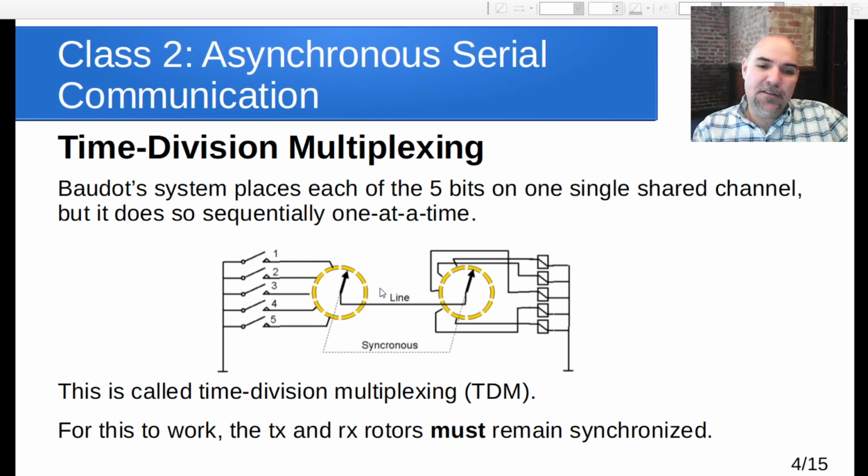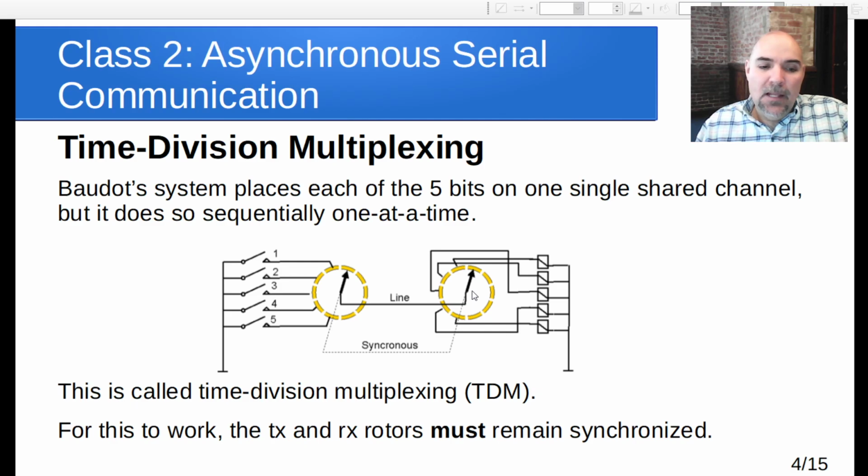And on the other end, this has to be synchronized. As this goes, when that one's on 1, this one's on 1. When that one's on 2, this one's on 2. And so forth as those rotate around. Now, that is called time division multiplexing because multiplexing means we're putting more than one piece of data on one line or on a smaller line. And it's time division because each one of those bits has its own time slice that it's using the line for.